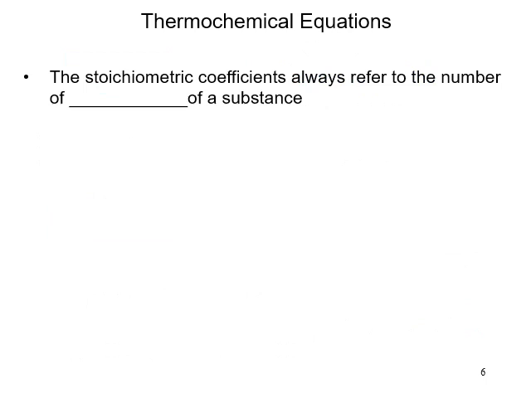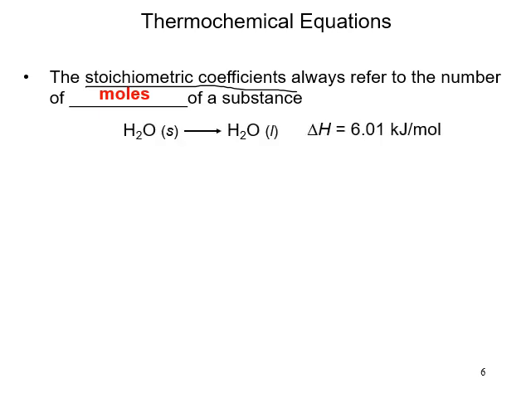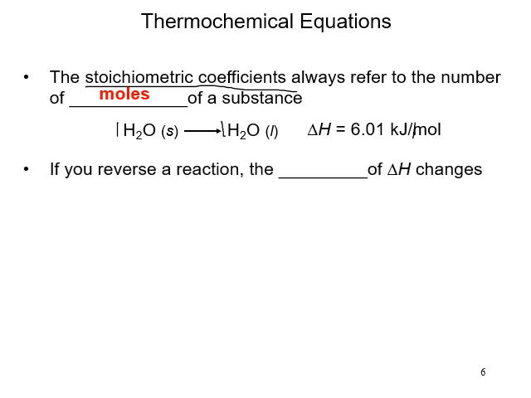So what can we do with these thermochemical equations? We can calculate. These stoichiometric coefficients mean something. The stoichiometric coefficients always refer to the number of moles of a substance. So this is 1 mole and 1 mole, kilojoules per 1 mole. If you reverse a reaction, the sign of delta H changes.